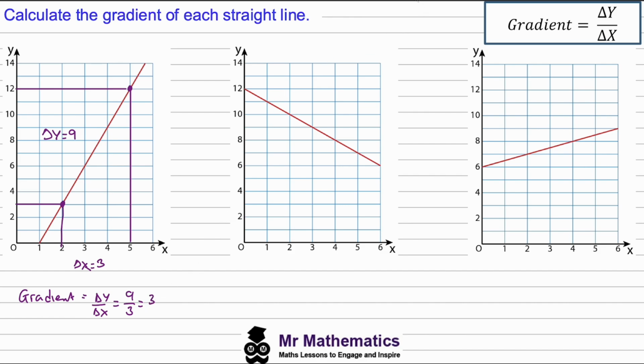And you can see this tells us that every time we go across by 1 in the x, we go up by 3 in the y, okay? And again, this is constant throughout the straight line. So do you want to try the next 2 questions?